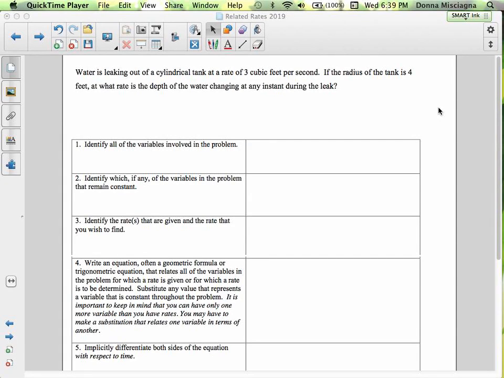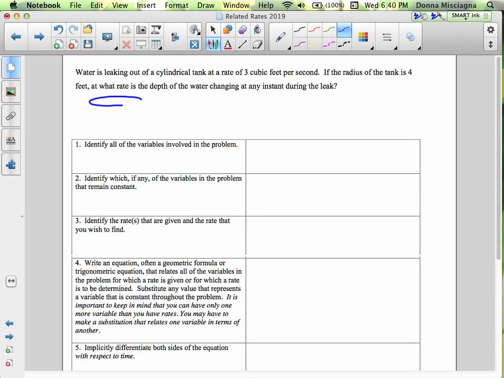All right, so water is leaking out of a cylindrical tank at a rate of 3 cubic feet per second. If the radius of the tank is 4 feet, at what rate is the depth of the water changing at any instant during the leak? All right, so let's draw our picture here. All right, so our cylindrical tank.